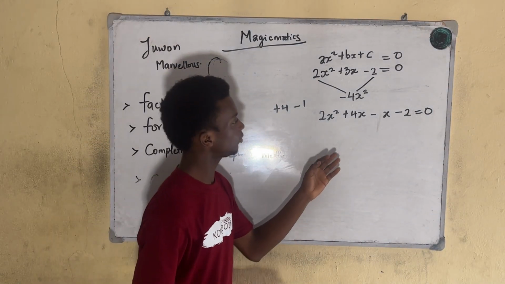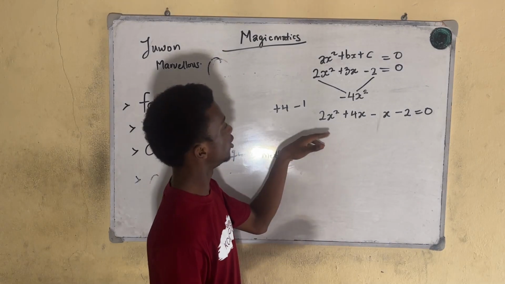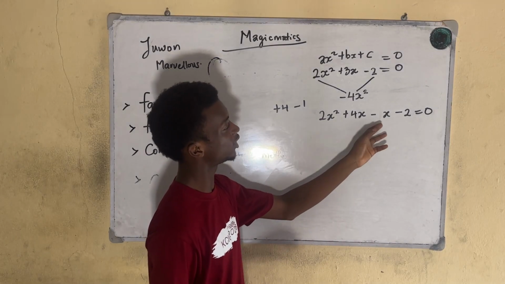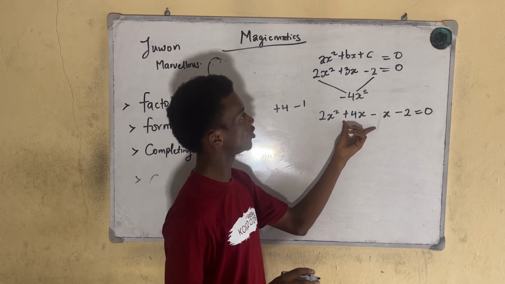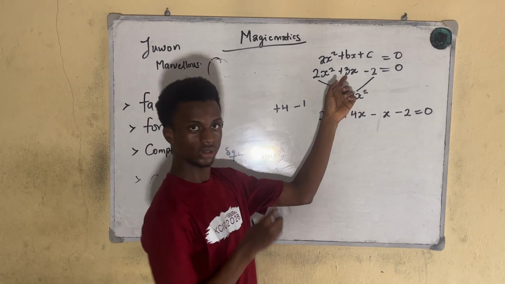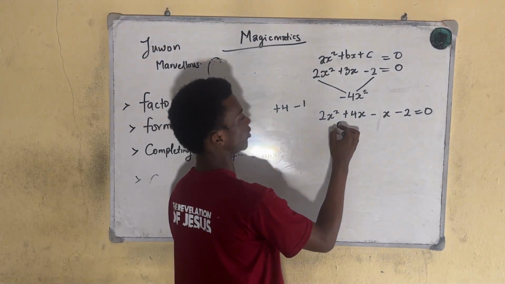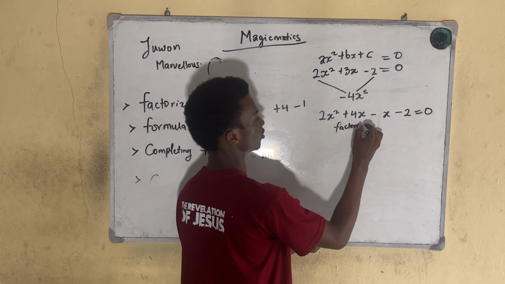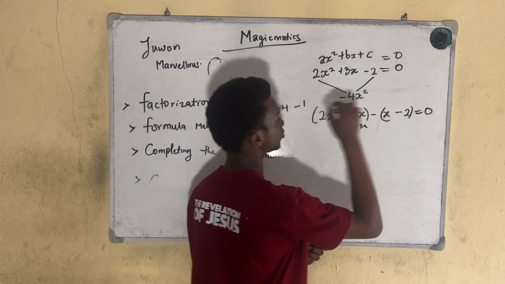We didn't do anything, like I said. We didn't cast any spell here. So 2x squared plus 4x minus x minus 2. All we just did was substitute our two integers for this one, 3x. Now, here goes. Factorization begins. We group them into two groups.